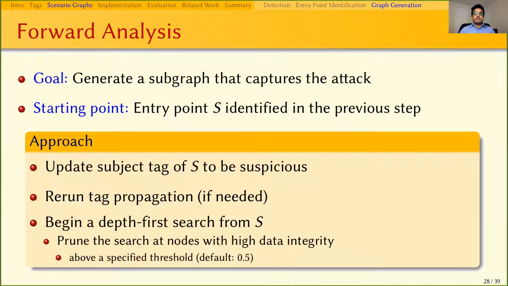The third and final step for generating the attack scenario graph is to perform a forward analysis. We start at the entry point S, identified in the previous step. If the subject tag of S is not suspicious, we assign it to be suspicious and rerun the tag propagation. Next, we run a selective depth-first search where we don't explore the nodes with an integrity level higher than a threshold, which is 0.5 by default. The output of this search is the compact attack scenario graph that we produce.